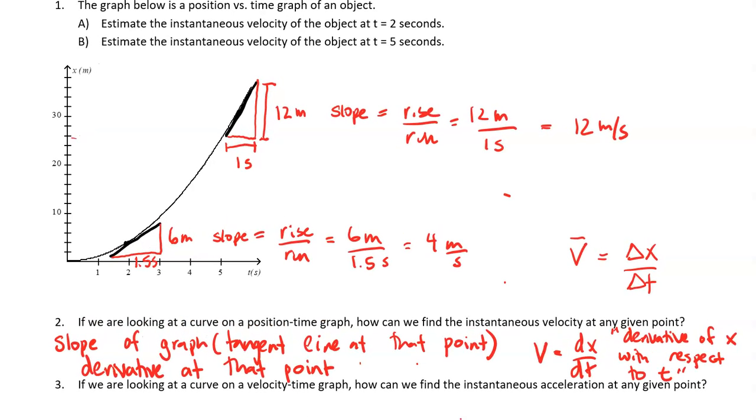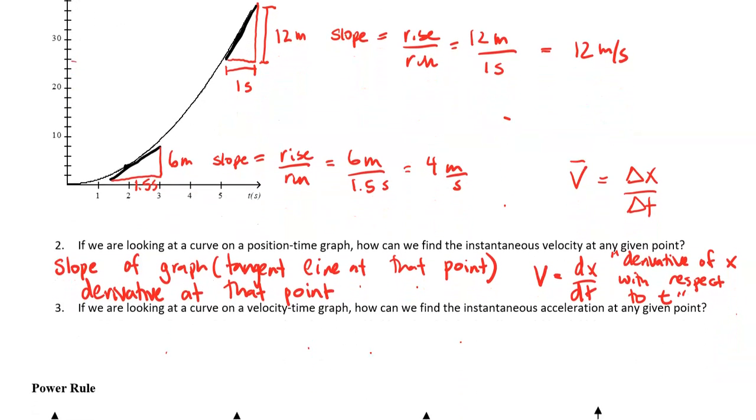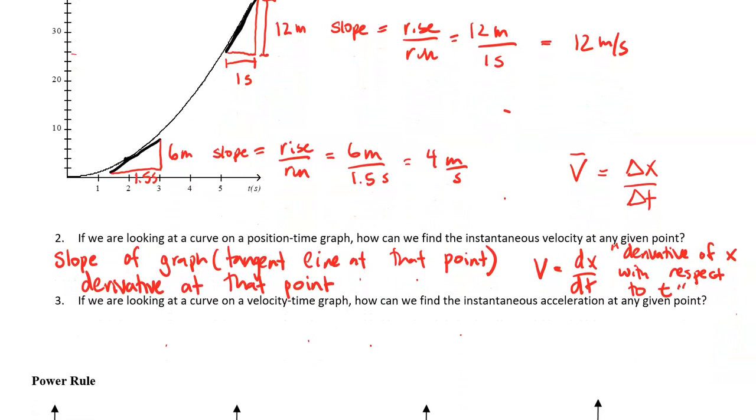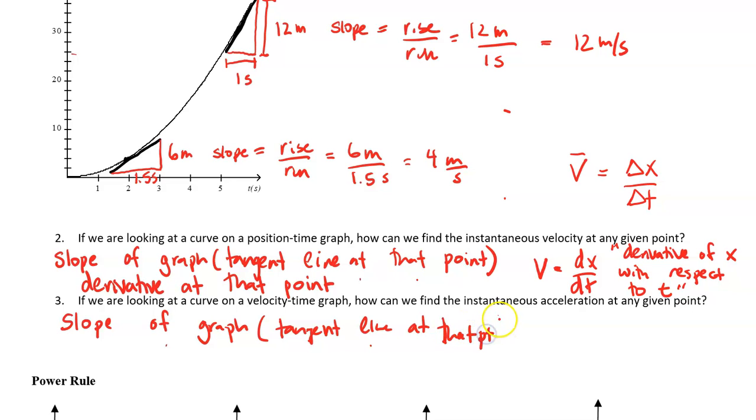Okay, let's go down and look at the next thing. I want you to try number 3 yourself, thinking about how you would find instantaneous acceleration. Think about what the wording would be. Now that you've tried it yourself, if we have a velocity versus time graph, instantaneous acceleration is going to be the slope of the graph, again a tangent line at that point. I should have just said it's exactly the same.